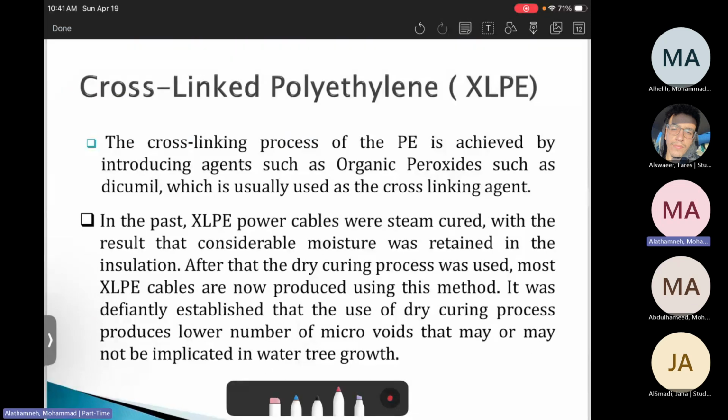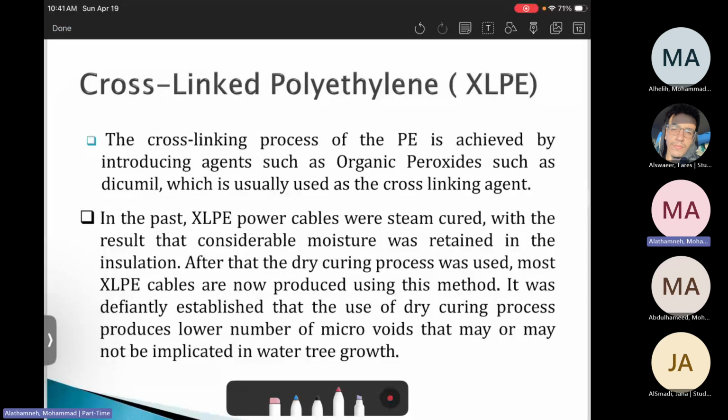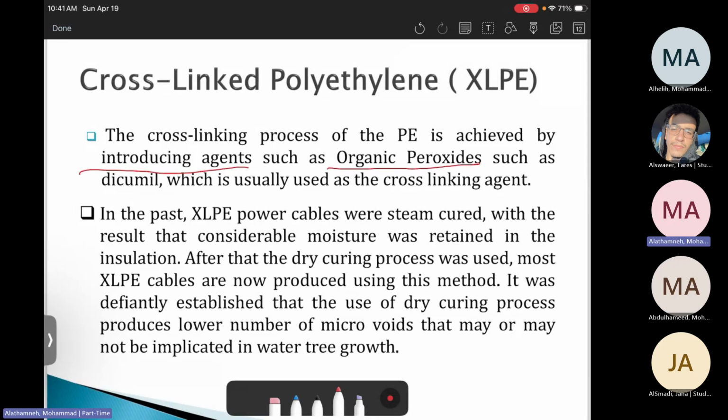and flow. The cross-linking process of XLPE is achieved by introducing agents such as organic peroxide, such as Dicumyl peroxide, which is usually used as the cross-linking agent. In the past, XLPE power cables were steam cured with considerable moisture in the insulation. After that, the dry curing process was used. That was in the past. Most XLPE cables are now produced using this method.